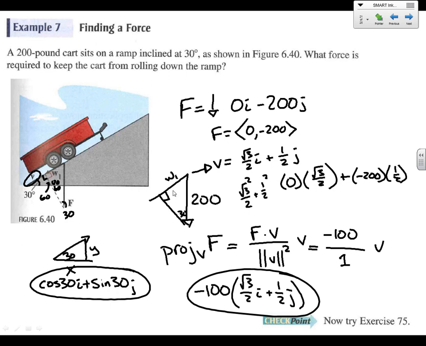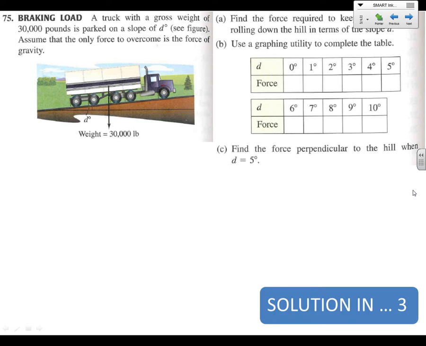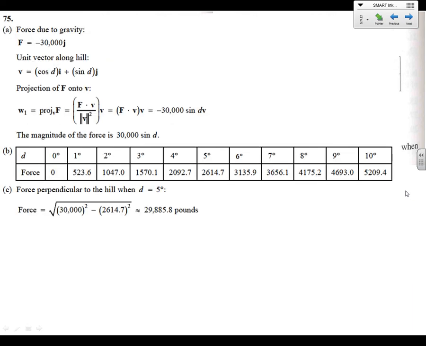And remember I said that these kind of incline problems are going to be an extra credit type thing. But if you followed that all the way through, see if you can figure out how to do 75. All right, good luck on this one. We will definitely go over 75 in class as well. All right, there's the solution if you got all the way through.